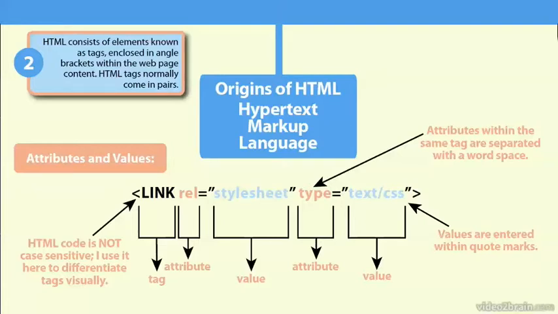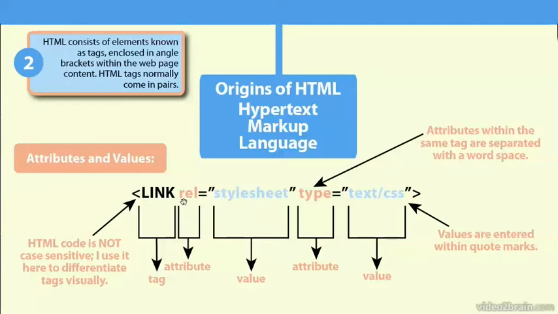So let's take a closer look at the tags we'll be using in HTML5. I've got an example here on the screen. This is the link tag, and this is an attribute, and this is a value. An attribute is an option for a particular tag or element, and then the value is the answer.